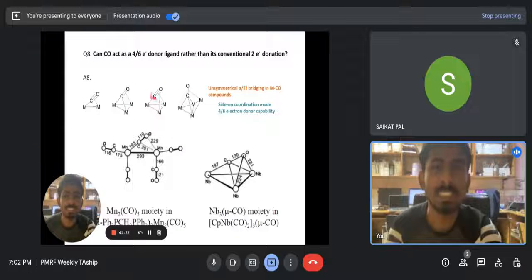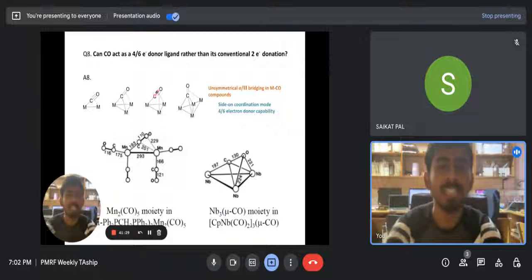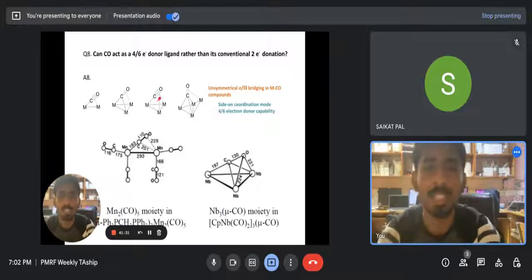Here you can see in this next example, this pi bond is having simultaneous interaction with two metal centers, and this metal is actually having eta 1 terminal binding with the CO.